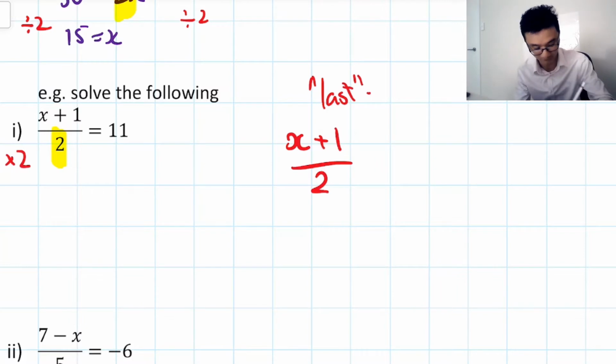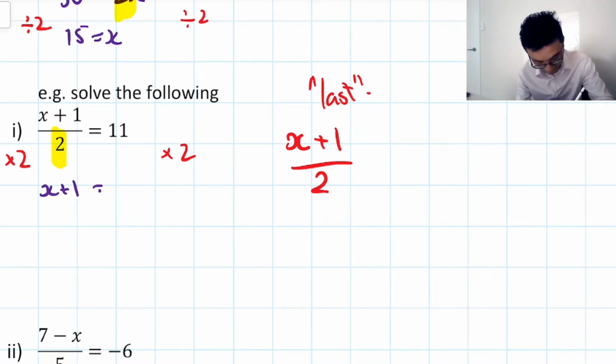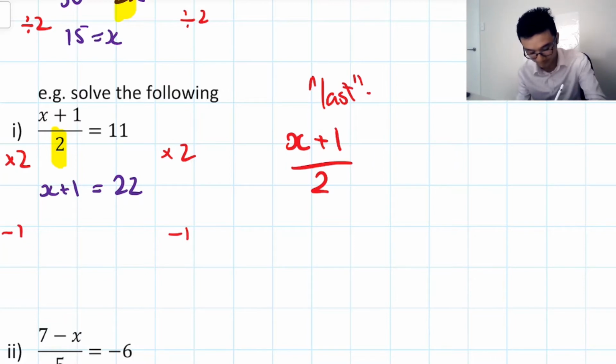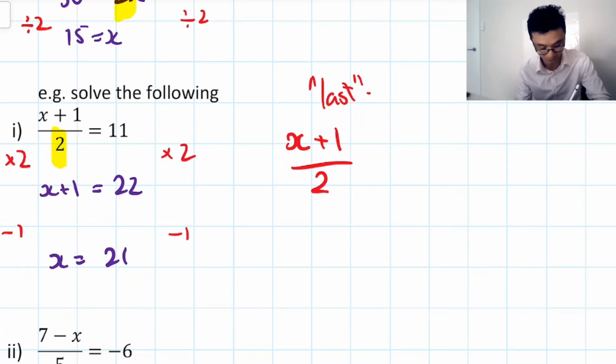So multiply both sides by 2, and then I'm going to end up with, remember this fraction goes away when you do that. On the right-hand side, I got 11 times 2, which is 22. And then I can subtract both sides by 1 because that's the opposite operation. Opposite of adding 1 is subtracting 1. So I get x is equal to just 21.